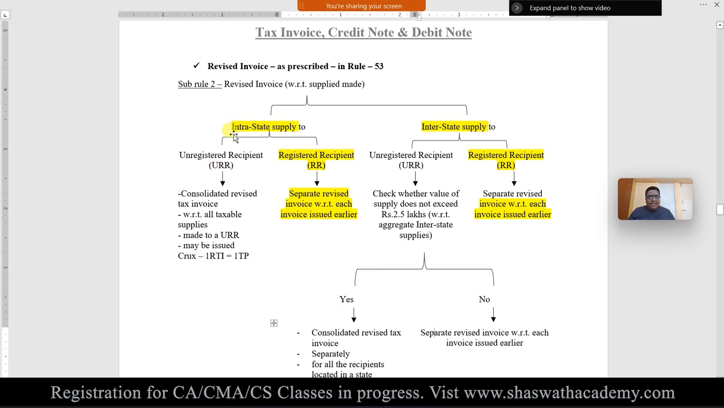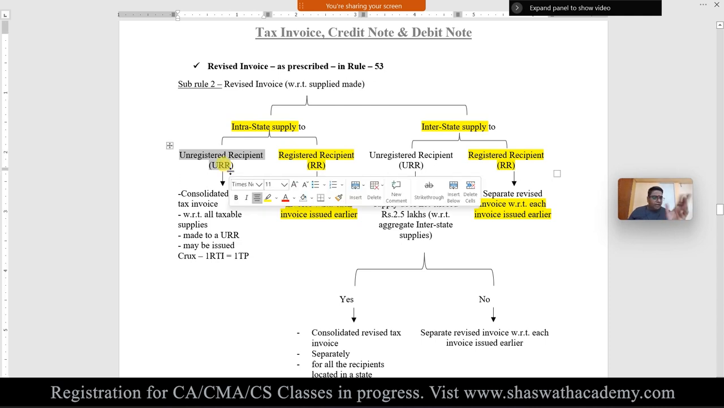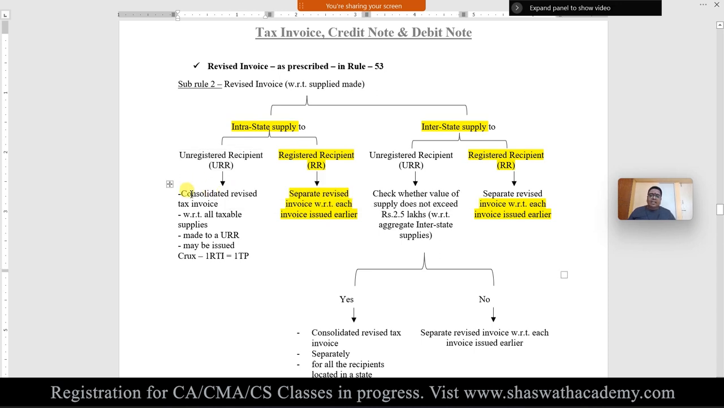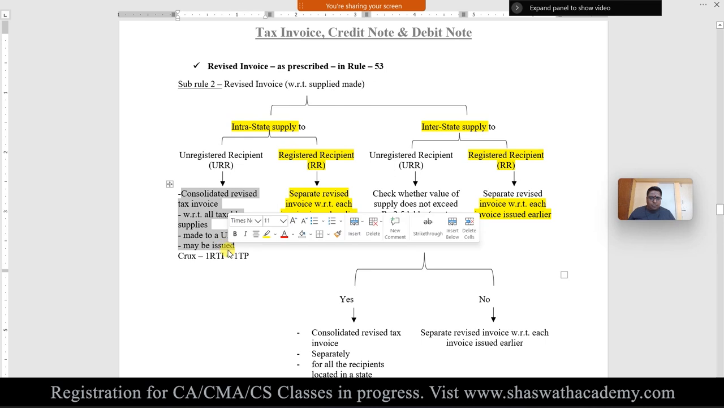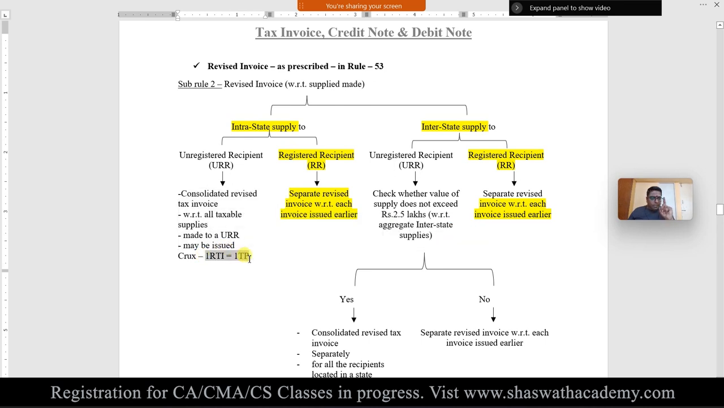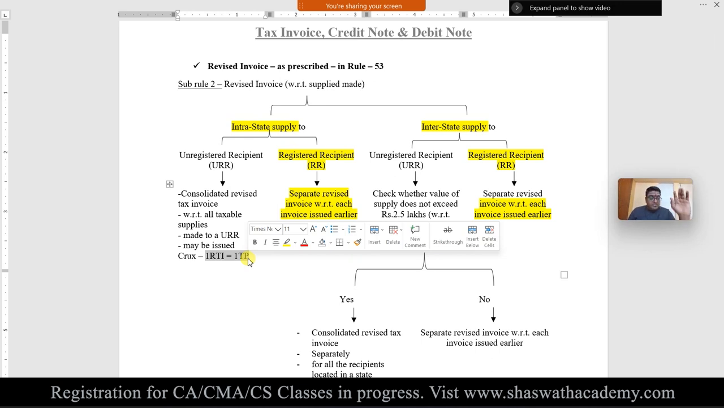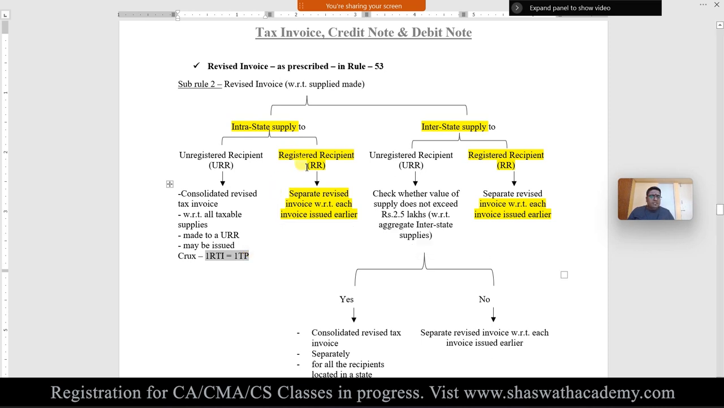Sir, no sir, I am making an intrastate supply only, but made to an unregistered person. Say, to all my brothers and sisters, I am making a supply to people who are all unregistered. Sir, Tamil Nadu, right? Yes sir, Tamil Nadu. Then, for the entire value, I will issue only one revised tax invoice. Sir, I have made a supply to 10 people, sir. Does not matter at all. I have to issue only one revised consolidated tax invoice. Guys, are you all comfortable? What is the intricacy? What is the beauty here, sir?